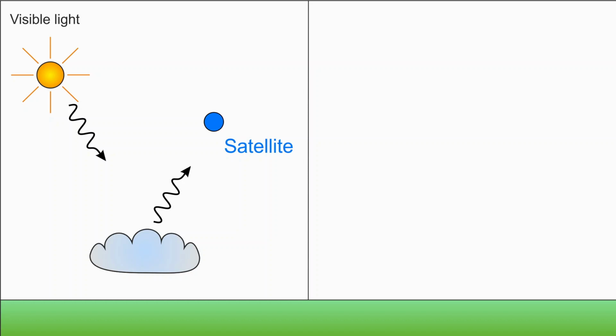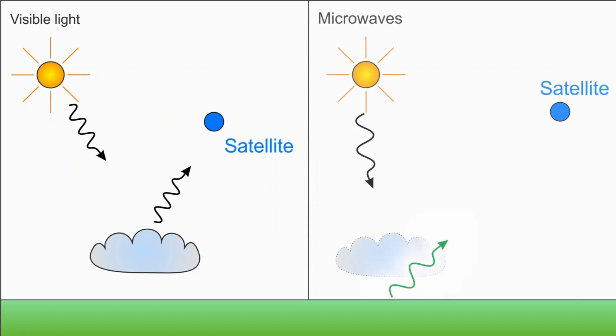Well, one point is the behavior towards clouds. Visible light is clearly reflected by clouds, so satellites cannot see the area below the clouds. This is not the case for microwaves. Microwaves are not reflected by clouds. They can just go through the clouds, and this means satellites which can see microwaves can observe the ground even when there are clouds in the sky.